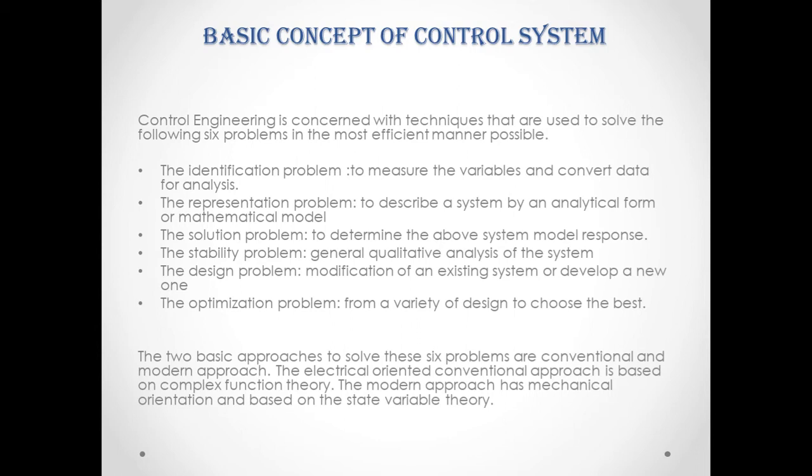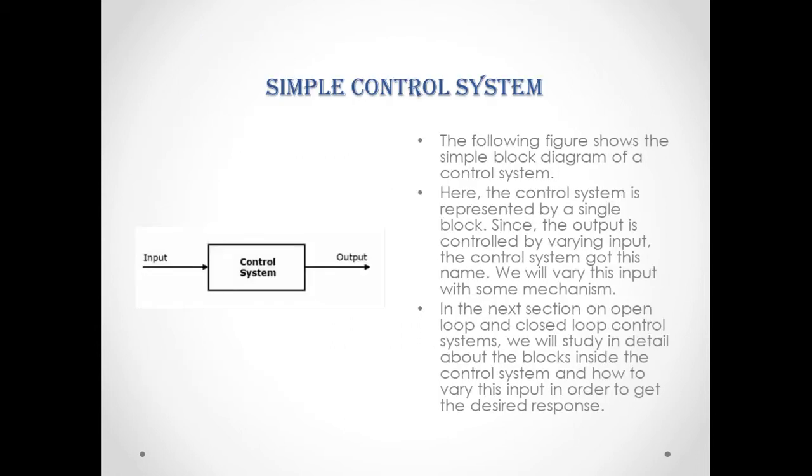Now, we must understand how a control system looks like and what are the basic things in a control system. This is the basic block diagram of a control system. In a control system, we are going to find an input and an output, and this particular block is the control logic. Here the output is controlled by the input. If input varies, the output will also vary.